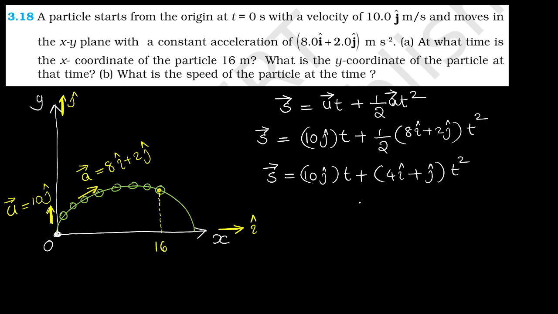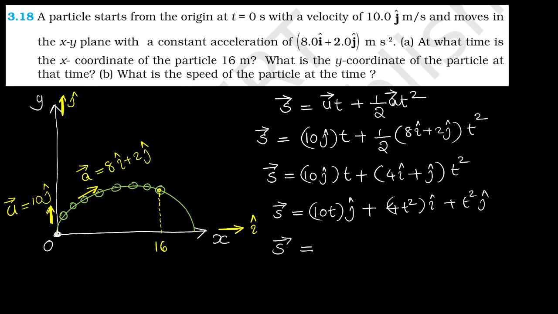Let me separate i and j. 10tj. Let me write like this. I want separate terms for i and j. 10tj is there. Can I open the bracket again? 4t square i cap. Okay. 4t square i. And t square j. I want to separate i and j.